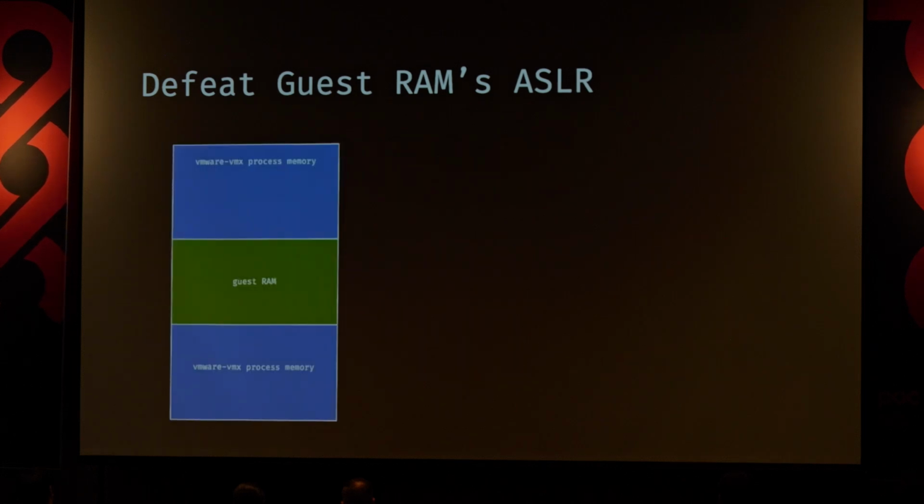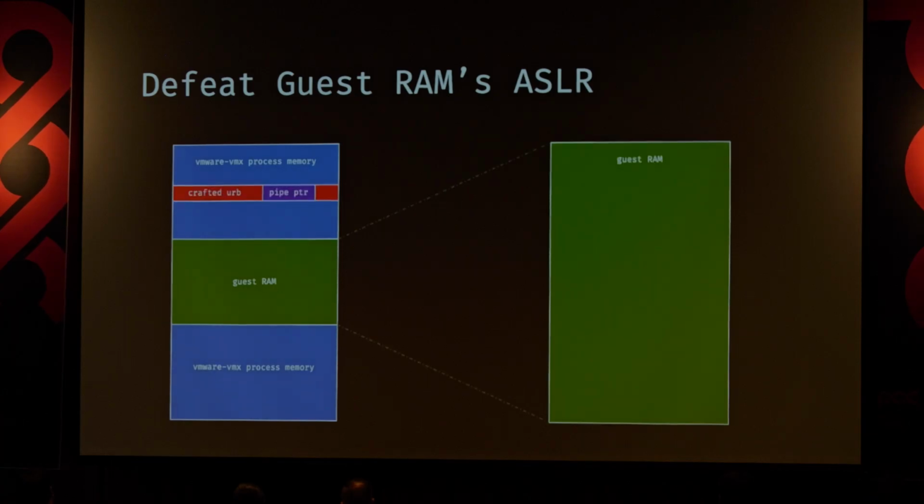As illustrated in this diagram, guest RAM occupies a variable position within VMware's process memory space. Though we can hijack URB's pipe pointer anywhere in VMware's address space, we want to make sure it lands inside guest RAM's area. At first, we assume that the offset between VMware's base address and the guest RAM's virtual address is X, which could be any page-aligned value ranging from hex 5 million to hex 6 million.